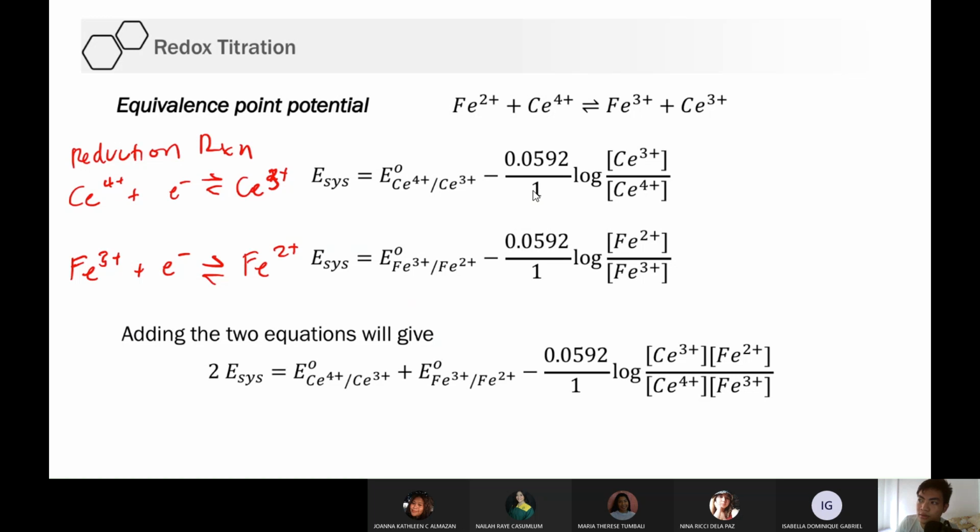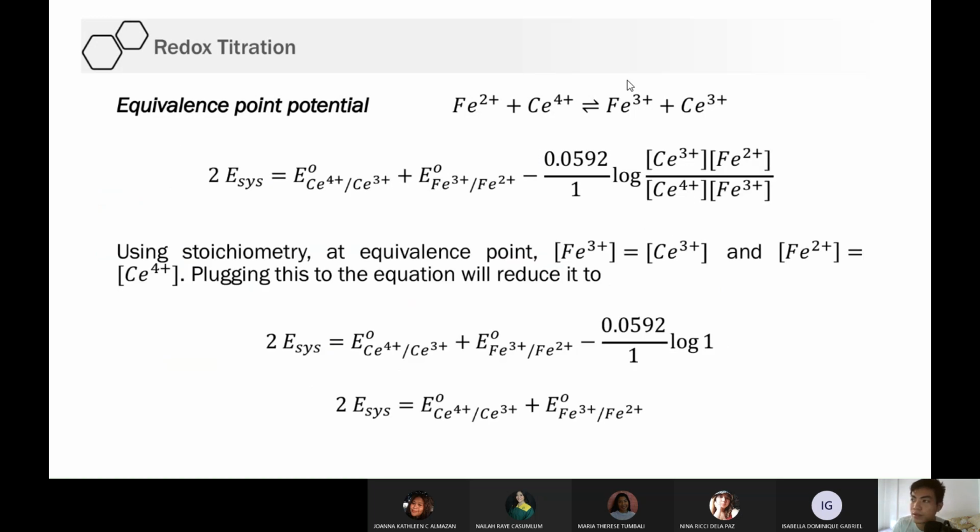Okay, so yun. So 1 electron, cerium 3 plus, cerium 4, iron 2 plus, iron 3. Okay, product over reactant, 1 electron. Okay, so doon ang galing to lahat. Lahat ng Nernst galing sa reduction reactions. So if you add the two equations, you will get 2E system equals this plus this, minus, pinagsama na to, log of this. Okay? So let me bring that to the next slide. Okay? So ito. So this is now the Nernst equation at equivalence point.